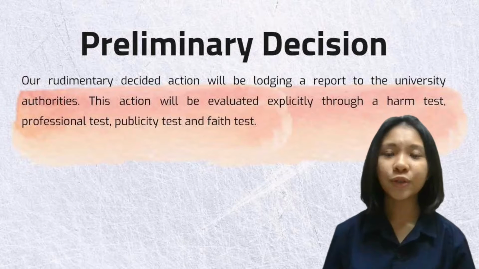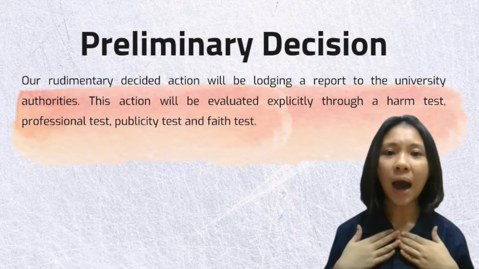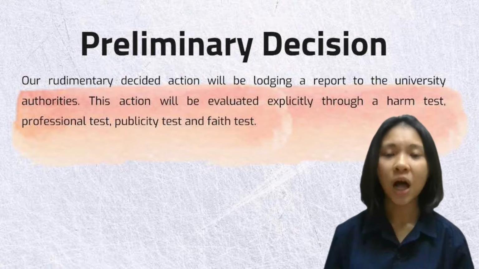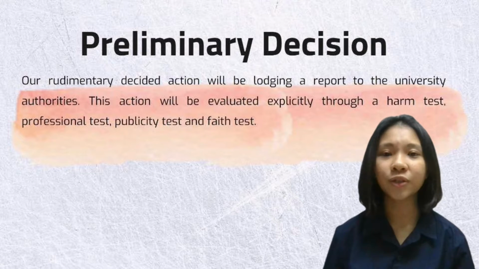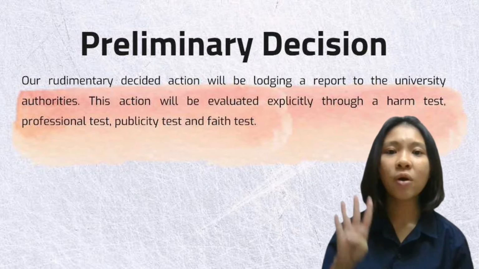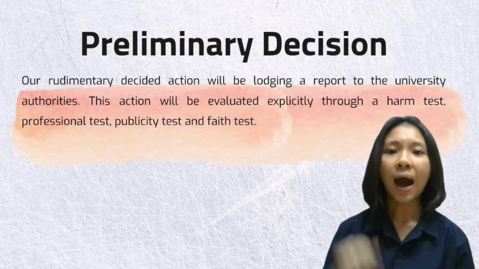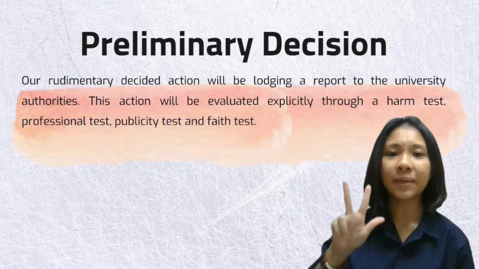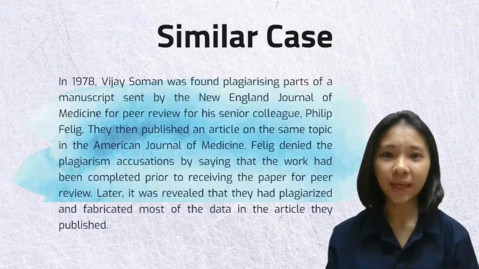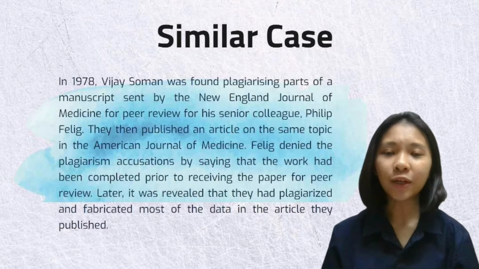Next, moving to the preliminary decision, our rudimentary decided action will be lodging a report to the university authorities. This action will be evaluated explicitly via 4 various tests, which are harm test, professional test, publicity test, and faith test.